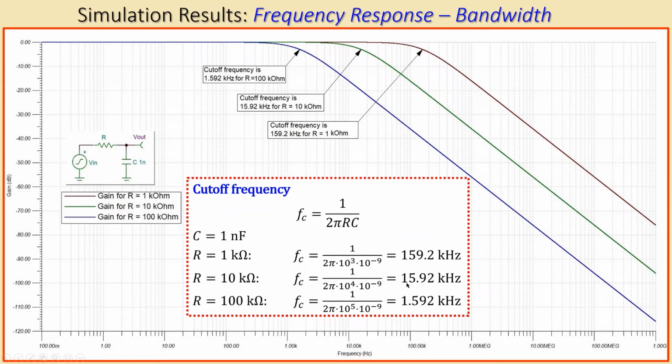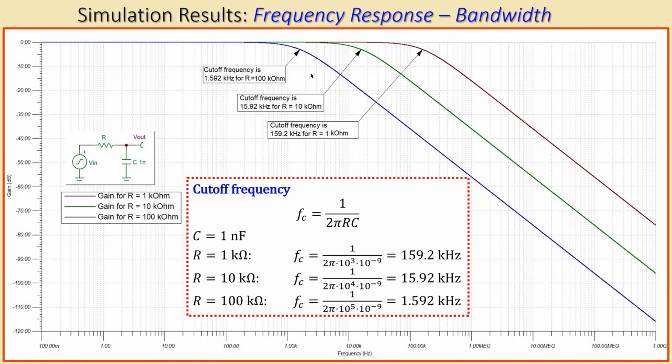If you go to 10 kilo ohms, you will decrease your bandwidth by a factor of 10. And if you go to 100 kilo ohms, you will have 1.592 kilohertz, so approximately 1.6 kilohertz. You can also see it from here. This is the blue line, which is the case for R equals 100 kilo ohms. The green line is for 10 kilo ohms, and the dark red line is for the 1 kilo ohm.